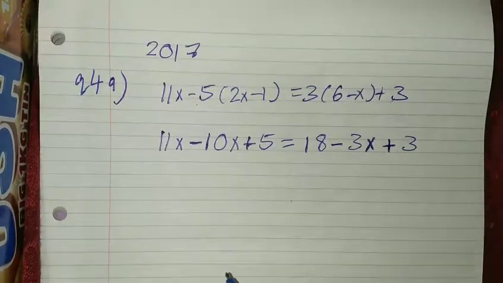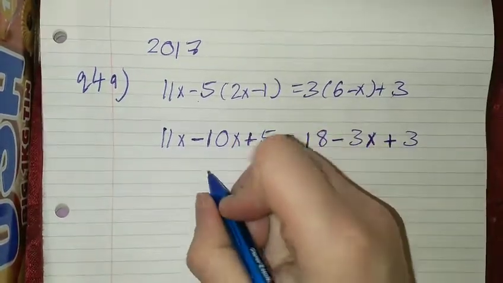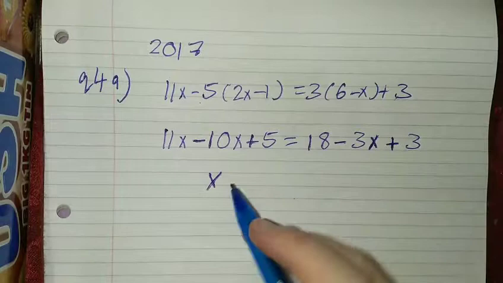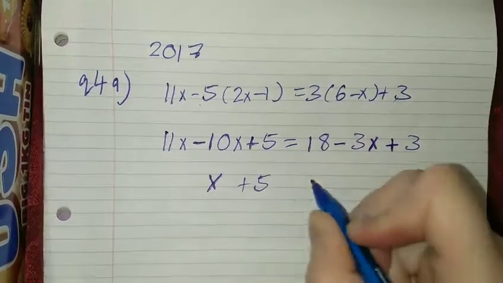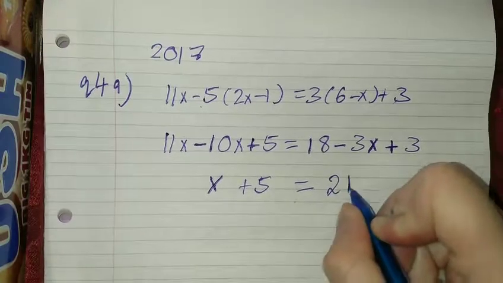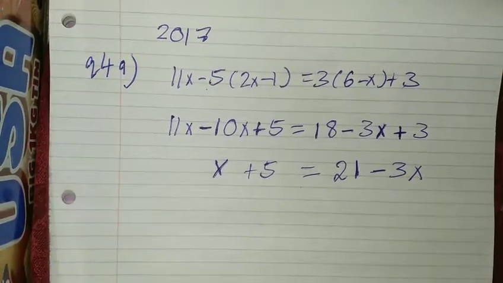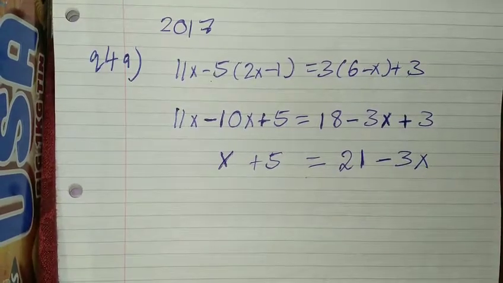So now I'm going to group together terms that have the same variable. So I have 11x minus 10x, so that's going to be x, or just 1x. And then I have plus 5, and then I have 18, and then plus 3, so that'll be plus 21 minus 3x. So I'm going to try get anything with an x on one side and anything that doesn't have an x on the other side.